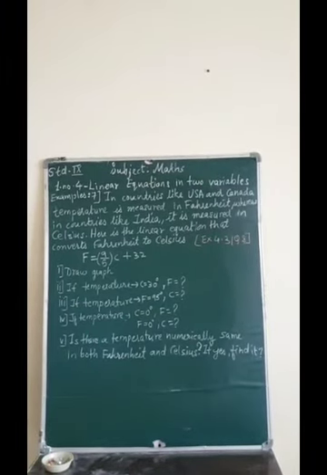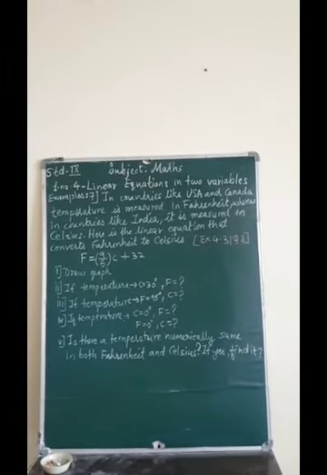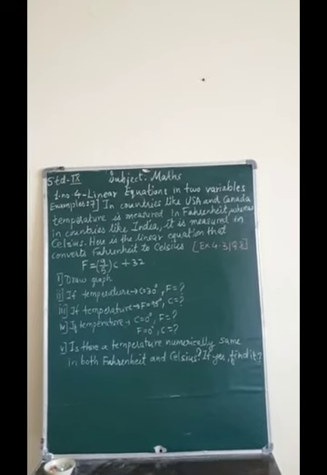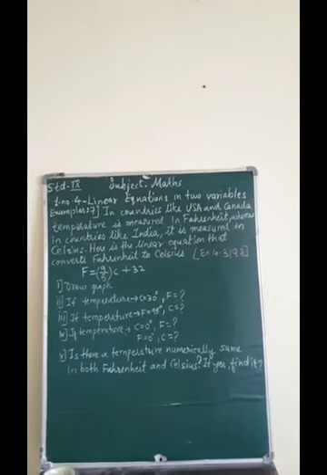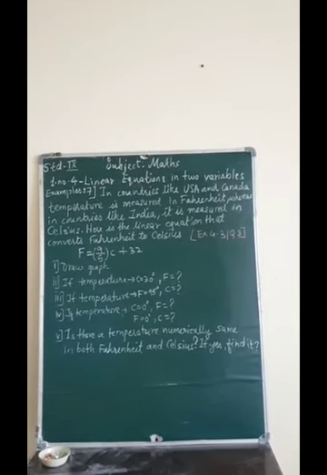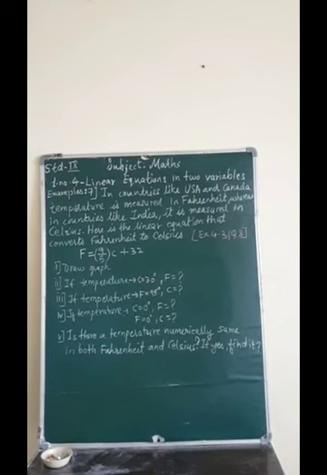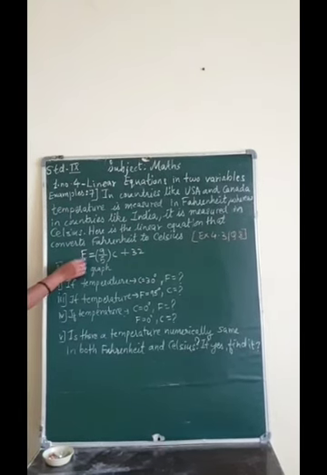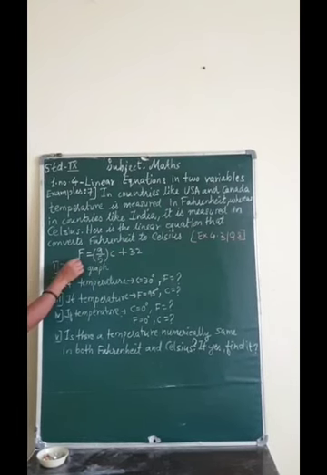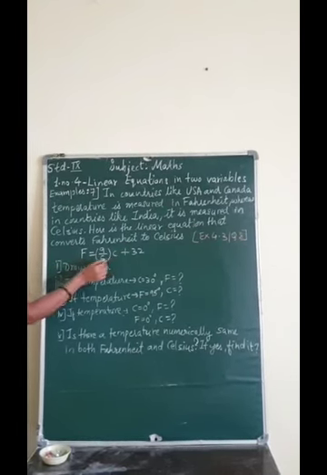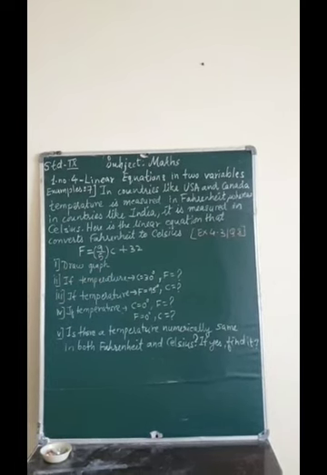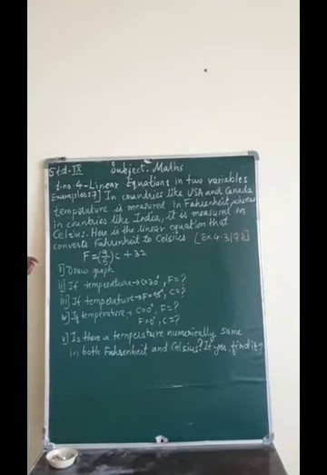Let's move to the second example. In countries like USA and Canada, temperature is measured in Fahrenheit, whereas in countries like India, it is measured in Celsius. Here is the linear equation that converts Fahrenheit to Celsius. This is the equation given: F is equal to 9 upon 5 C plus 32. F is Fahrenheit, C is Celsius.